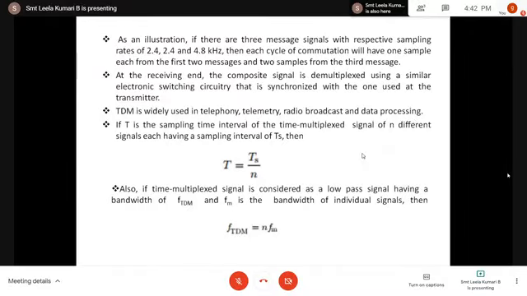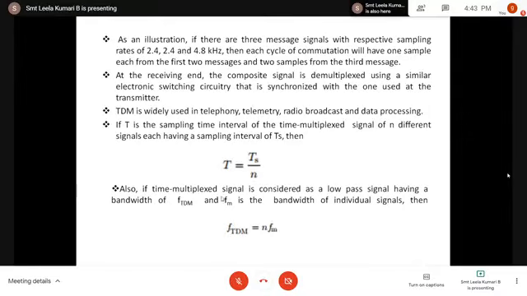Here are 2 important formulas, which are very important to solve problems. If capital T is the sampling time interval of the time multiplexed signal of n different signals, each having a sampling interval of Ts, then T equals Ts by n. Here T is the sampling time interval of the time multiplexed signal, Ts is the sampling interval of each signal, and n is the number of different signals being multiplexed.